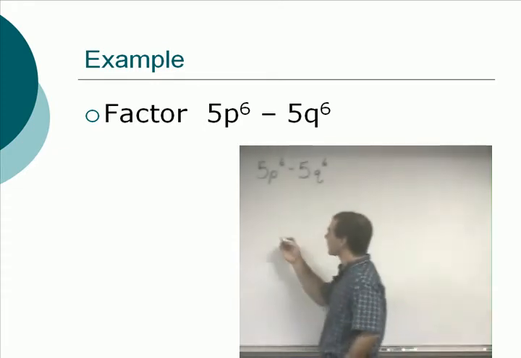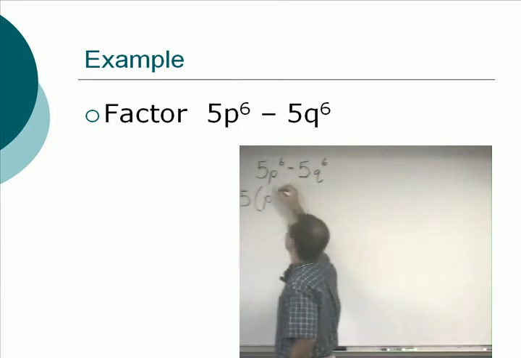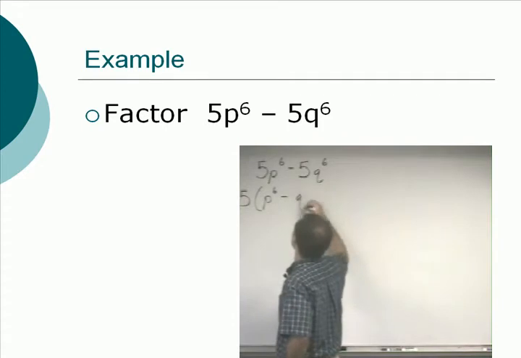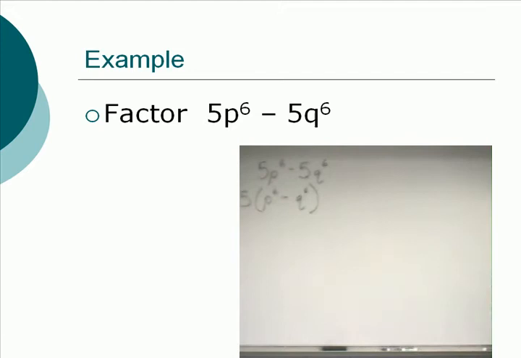Watch for that greatest common factor. Pull it out in front. So we have 5 times p to the 6th minus q to the 6th. Okay, look good? Now, there's a couple different answers to the next question, but one that's the best. Are we done factoring? First of all, is that prime? Is the p to the 6th minus q to the 6th prime? It's not prime. That can be factored. What is it? How can you factor that p to the 6th minus q to the 6th?